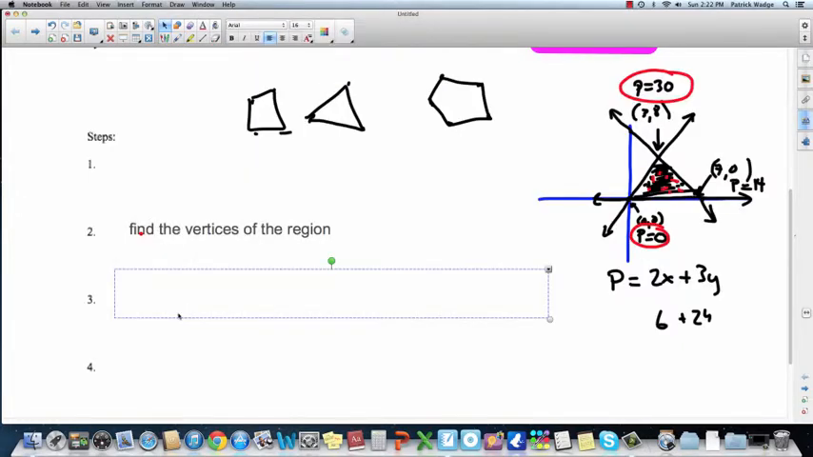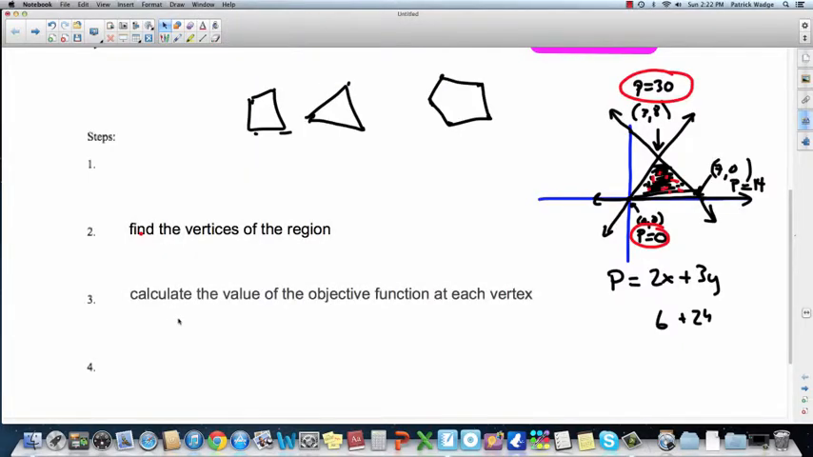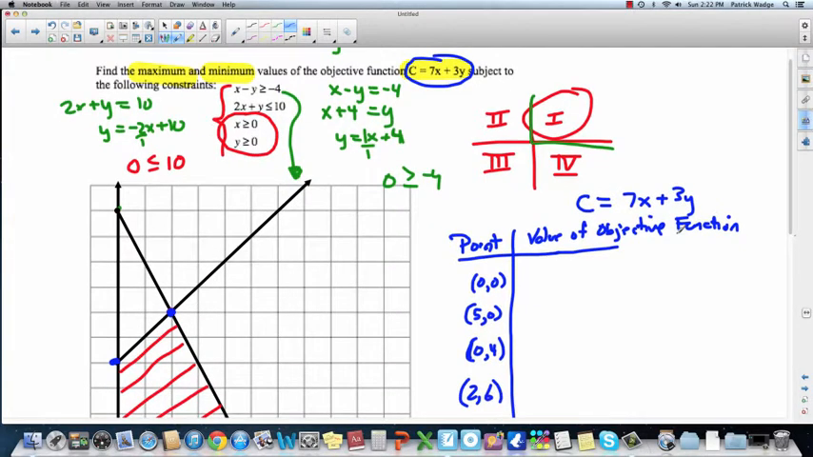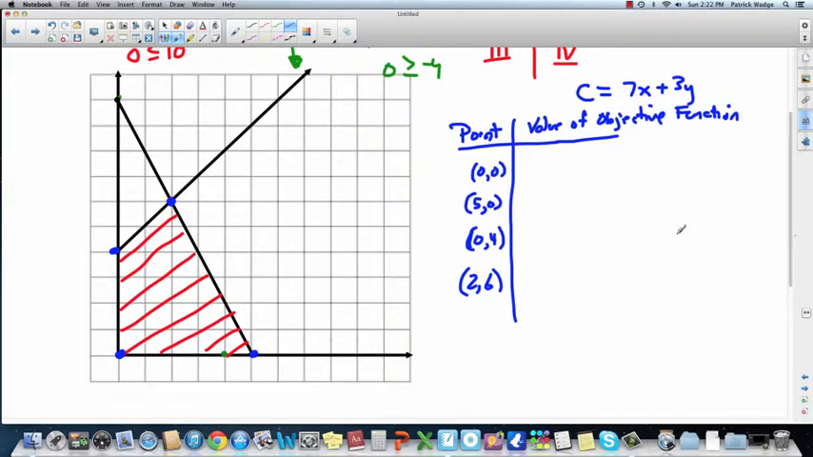Step 3 is to calculate the value of the objective function at each vertex. Well, what is the objective function? Here it is. The objective function is c equals 7x plus 3y. So I'll just write that here, and I'm going to figure out for each of those points what's the value of c when I plug that x and y value into this objective function. So in this one it would be c equals 7 times 0 is 0, plus 3 times 0 is 0, it equals 0.